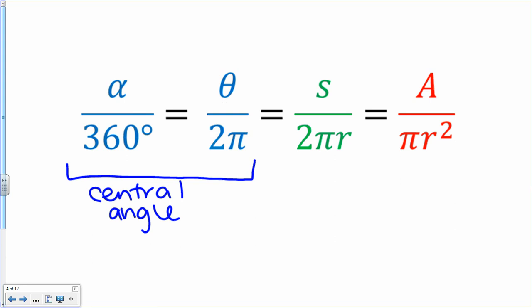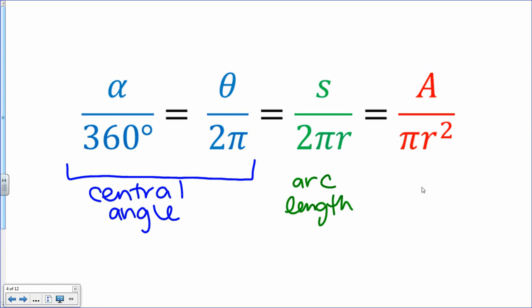On the green, this is dealing with your arc length, and what you will notice is this formula on the bottom. What you should recognize this as is your circumference formula. So this on the bottom is the total arc length around the entire circle. What this proportion is going to do is let me figure out the portion of the circle that I'm talking about. The red is your area of a sector.